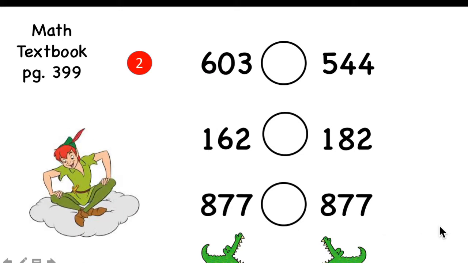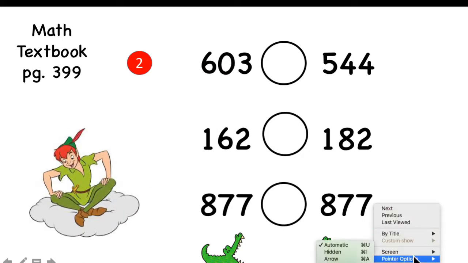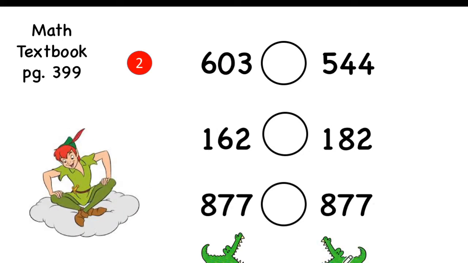Number 2, 603 and 544. Which one is greater? We will start with hundreds digits. Here we have 600. Here we have 500. Which one is greater? 6 or 5? 6 is greater. So the whole number here is greater.